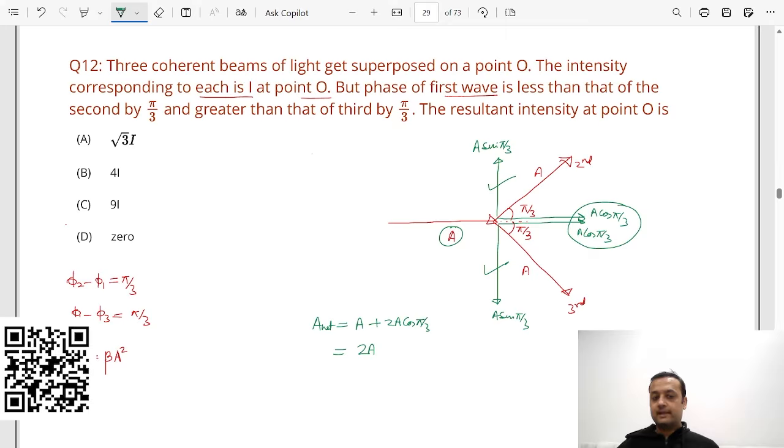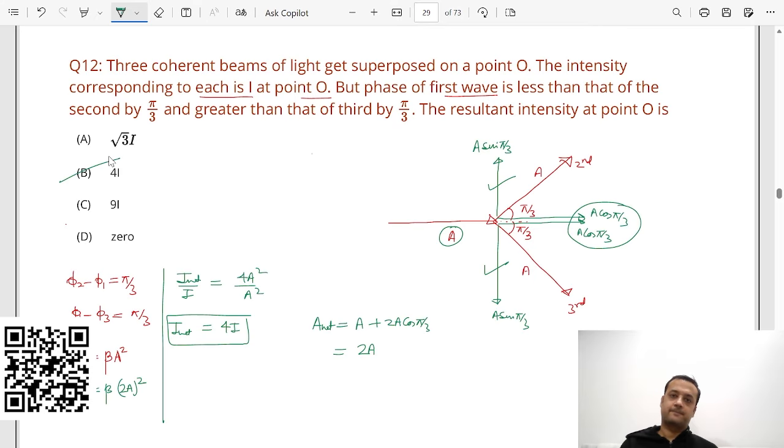So what will be I net? I net will be beta into 2a square, because the net amplitude is 2a. If we divide equation 2 by equation 1, then I net upon I will be equal to 4a square upon a square. That means I net will be equal to 4I. This will be the answer to this question.